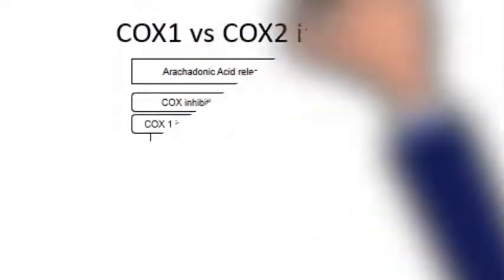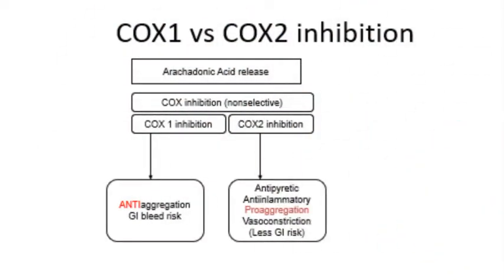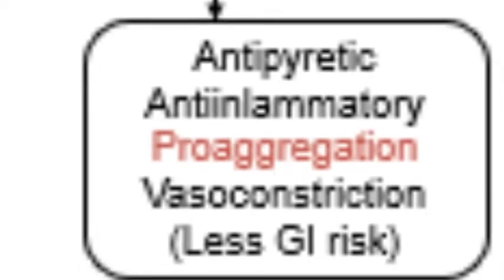We'll soon see that we have non-selective COX inhibitors, COX-1 selective inhibitors, and COX-2 selective inhibitors. When we selectively inhibit COX-1, we'll see that blocking formation of thromboxane A2 leads to an anti-platelet aggregatory effect with the risk of GI bleeding from mucosal erosion. When we selectively inhibit COX-2, we get antipyretic, anti-inflammatory effects, pro-aggregatory effects on platelets because we lose prostacyclin, and we get vasoconstrictive effects. Notice there's much less risk to the GI tract.